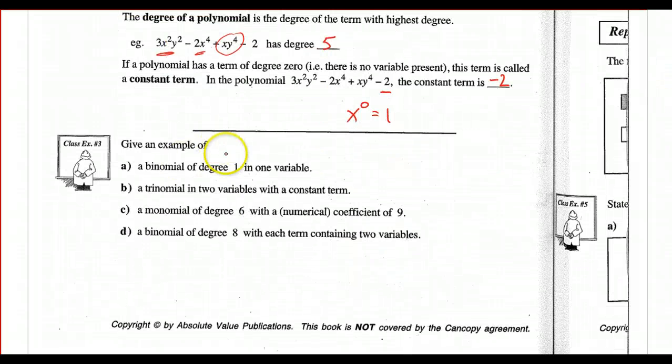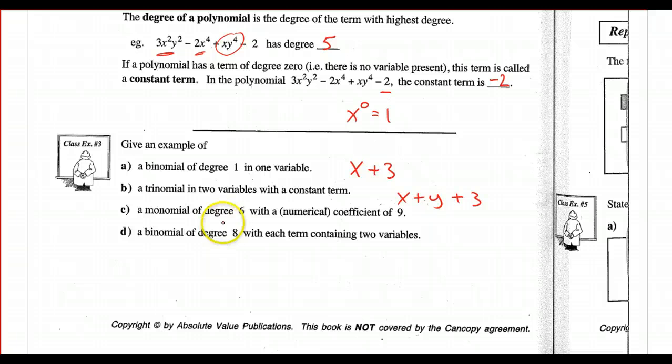Give an example of a binomial of degree 1 in one variable. So a binomial of degree 1. I can just go x plus 3. There's one variable, one degree. I'm good to go. Trinomial in two variables with a constant term. So x plus y plus 3. Okay, we're good to go there.